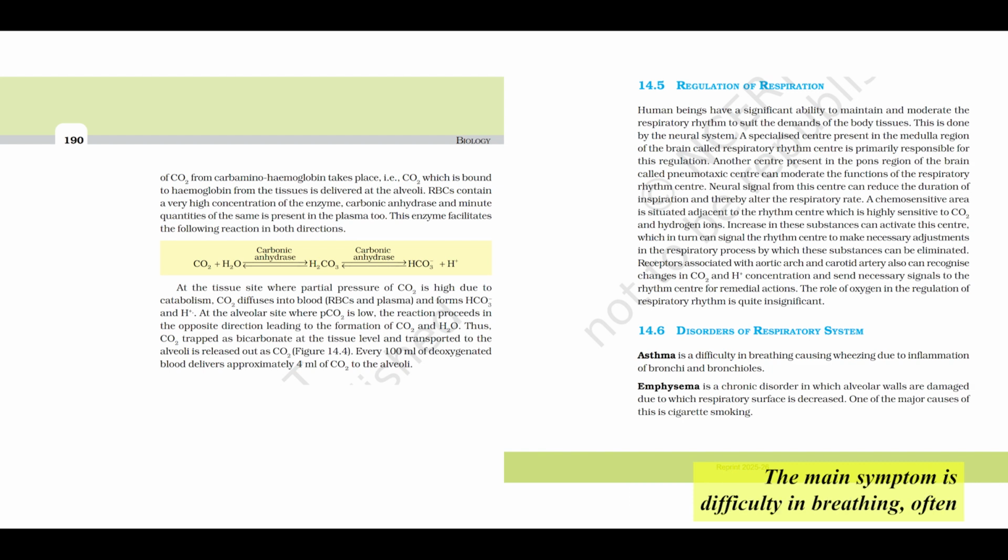The main symptom is difficulty in breathing, often causing a characteristic wheezing sound, especially when exhaling. The underlying cause is inflammation of the bronchi and bronchioles, the smaller airways. This inflammation makes the airways hyperresponsive, causing the smooth muscle around them to constrict, narrowing the passage and making airflow difficult. Allergens, infections, exercise, cold air can trigger attacks.